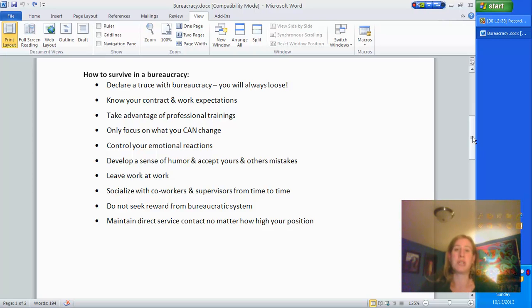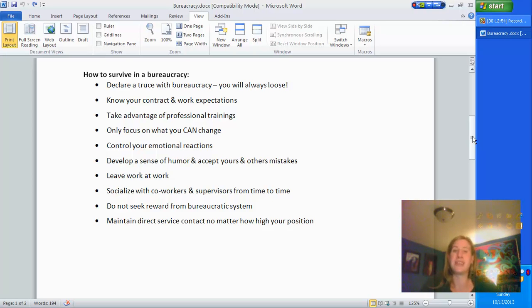Generally, bureaucratic organizations offer a lot of opportunity for trainings, professional training, so take advantage of those. I don't think I have ever gone to so many trainings than when I worked for the county. And a lot of them were really, really great trainings, so take advantage of that.